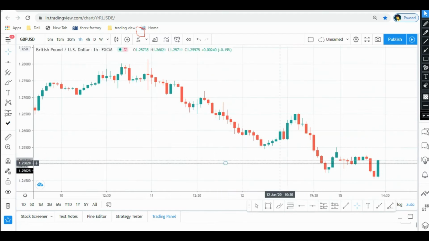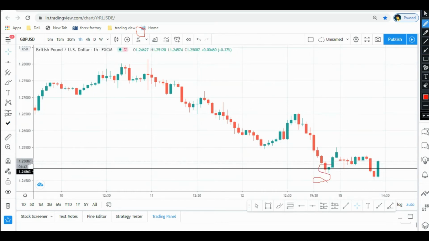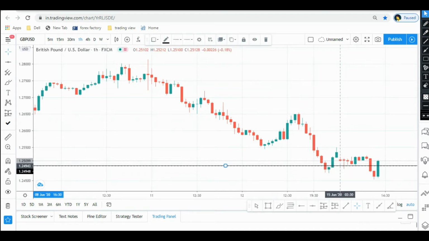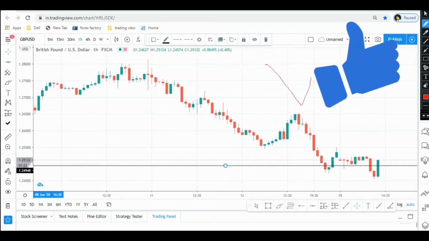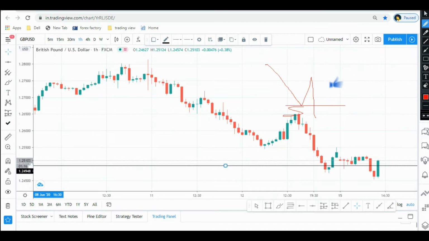What do you see in this scenario? This particular area acted as a support, which is broken out by this candle. As I mentioned earlier, whenever you see any breakout, you have to find the nearest support or resistance. If you're looking for a sell order and you see that price has broken out of this support zone, I have to find the nearest resistance zone.